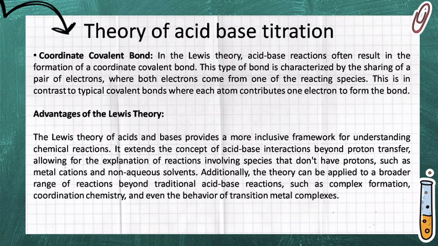The Lewis theory of acids and bases provides a more inclusive framework for understanding chemical reactions. It extends the concept of acid-base interactions beyond proton transfer, allowing for the explanation of reactions involving species that don't have protons, such as metal cations and non-aqueous solvents. Additionally, the theory can be applied to a broader range of reactions beyond traditional acid-base reactions, such as complex formation, coordination chemistry, and even the behavior of transition metal complexes.